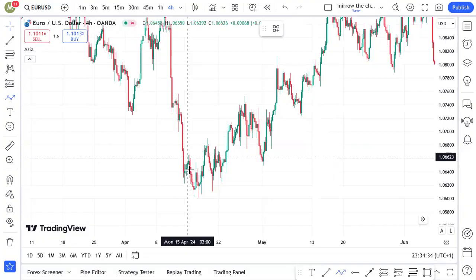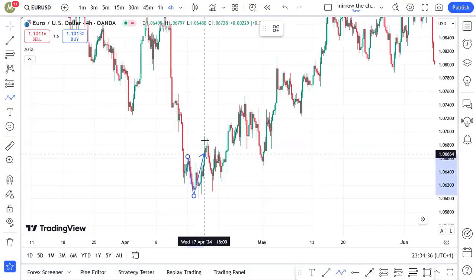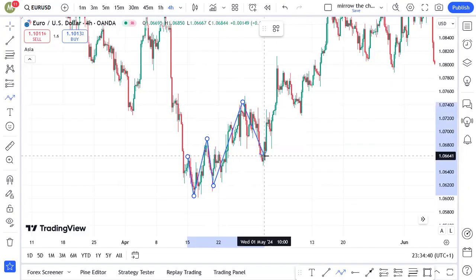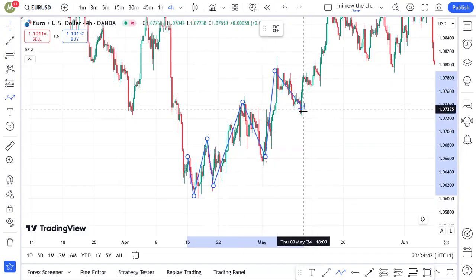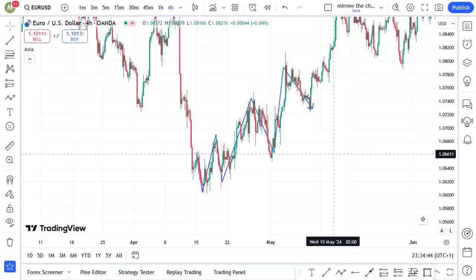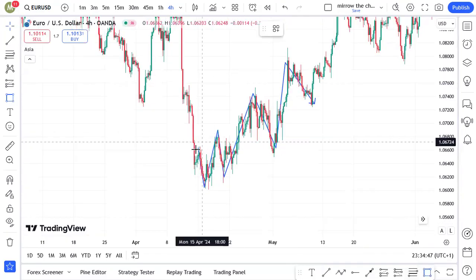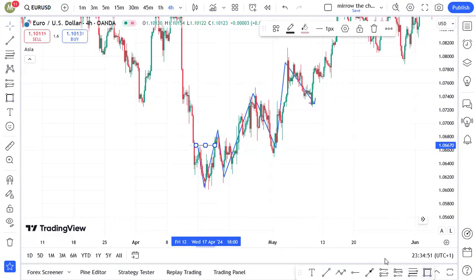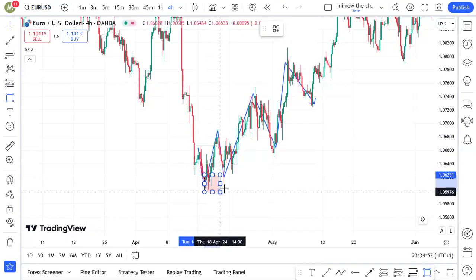Look at this. Price made a low, made a high, made a low, made a high, made a low, made a high, made a low. Now, let's stop here. Now, you see, break of structure here. Came back for that guy.